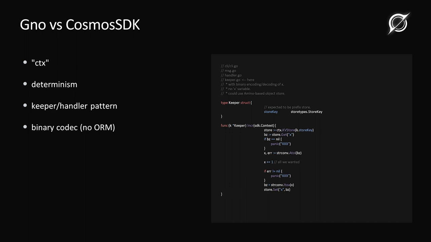And then you've got this boilerplate code. So you notice here's the codec happening, the encoding and decoding happening here. And then you've got your database system here. So you've got all this boilerplate just to change one value, right? A lot more complex. You need the Gno VM or something like it in order to get away from this and get into something like Solidity.